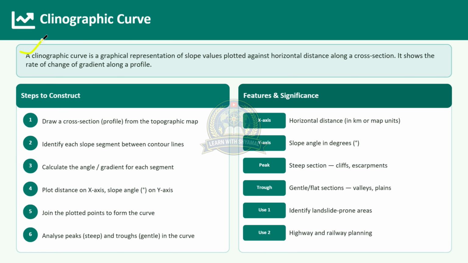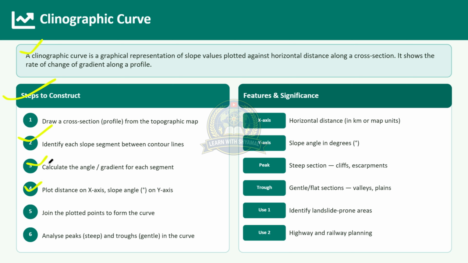A clinographic curve is a graphical representation of slope values plotted against horizontal distance along a cross section. It shows the rate of change of gradient along a profile. Steps of construction. 1. Draw a cross section profile from the topographic map. 2. Identify each slope segment between contour lines. 3. Calculate the angle or gradient for each segment.